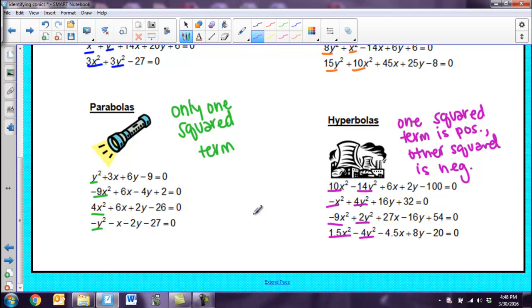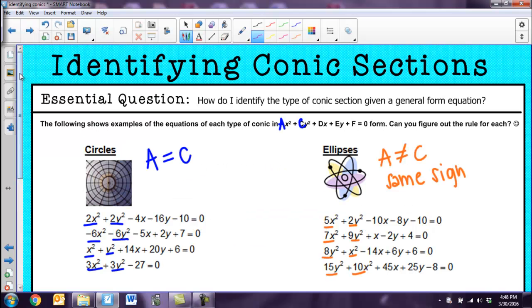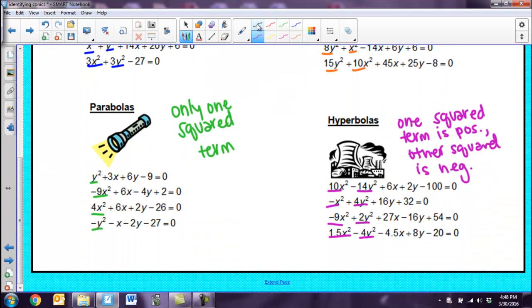And the big thing that we also have to remember when we are trying to graph these is we know how to graph all of those equations in the standard forms that we looked at. We know what the A does, what the B does, H and K, all of that stuff. So if you're given an equation in general form, what you're going to have to do is complete the square in order to graph it.